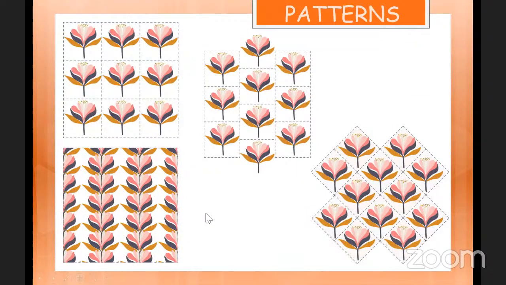Here I have shown you a few kinds of patterns. You can see this motif. It's called a motif. A unit of a pattern is called a motif. So this motif has been repeated in a certain manner. Here you can see simple boxes. Here you can see the boxes are dropping down half. Here you can see they are going diagonal. Here you can see they are going vertical like a stripe.